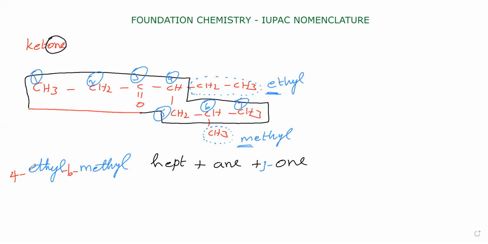4-ethyl. Then, if the first letter of the secondary suffix has a vowel sound, the last letter e of the primary suffix has to be dropped. Therefore, we are dropping e. Now we make everything together and write it as one name. Therefore, this name is 4-ethyl, 6-methyl, heptan-3-one. Heptan-3-one is the name of this compound.